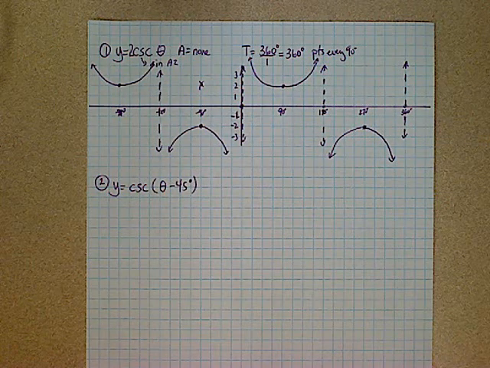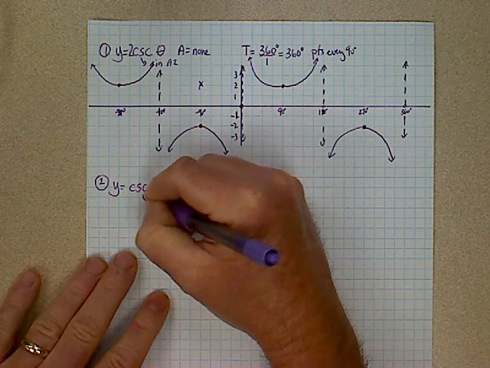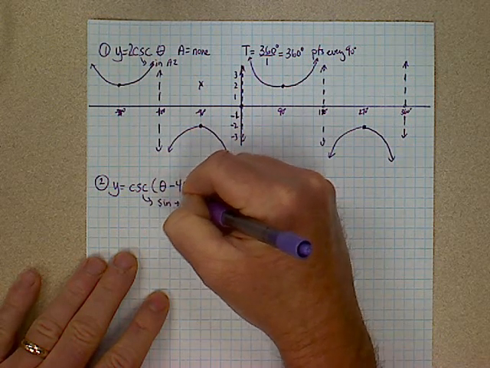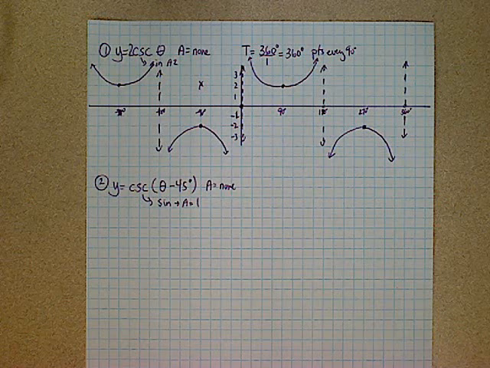All right, so again, on all these, the amplitude is none, but remember, you're thinking about sine, so sine's amplitude is going to be 1, okay, because we'll be going up 1. We'll be graphing sine in order to do this.